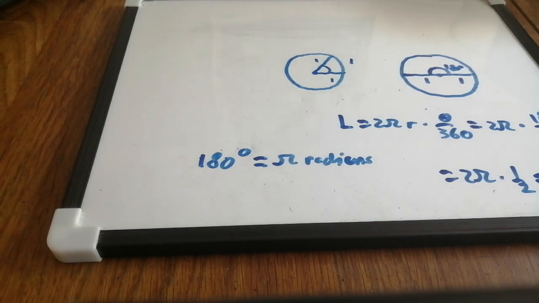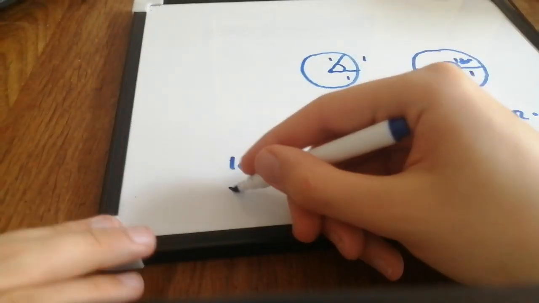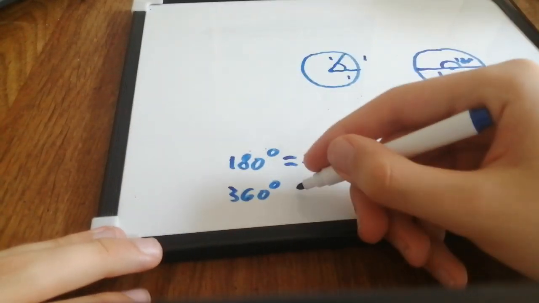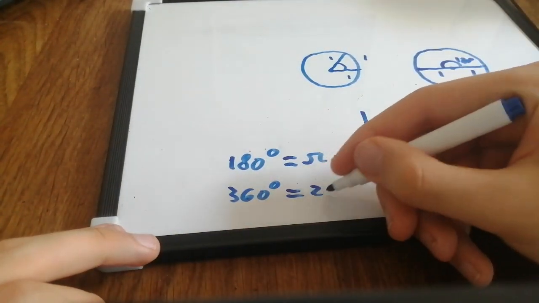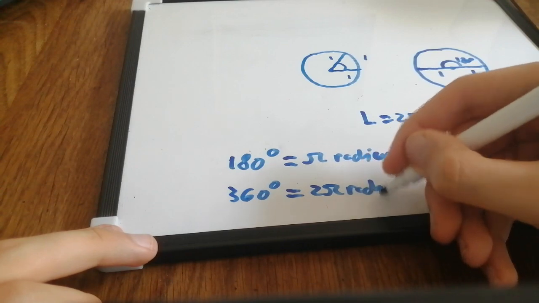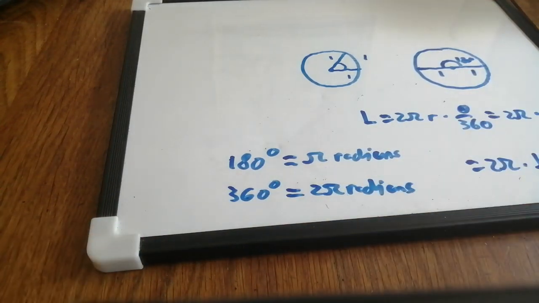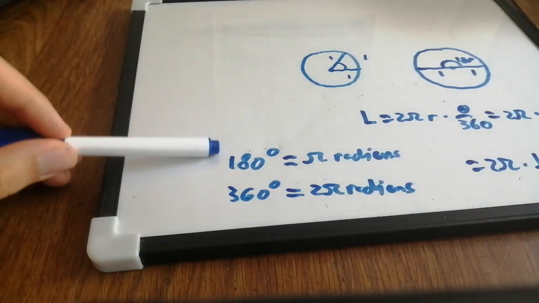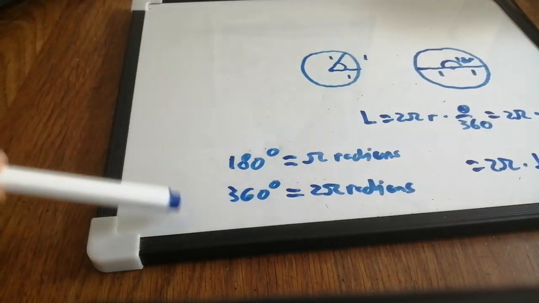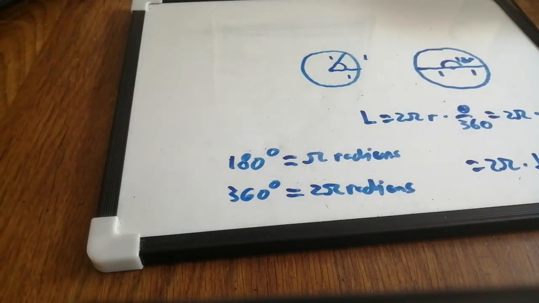And so now, can we adapt this to the whole circle? And again, yes we can, but this time it's going to be a lot easier, because all we need to do is multiply both sides by 2, so that we get 360 degrees is equal to 2 pi radians. And so these are the two important things you need to know. 180 degrees is pi radians. 360 degrees is 2 pi radians.